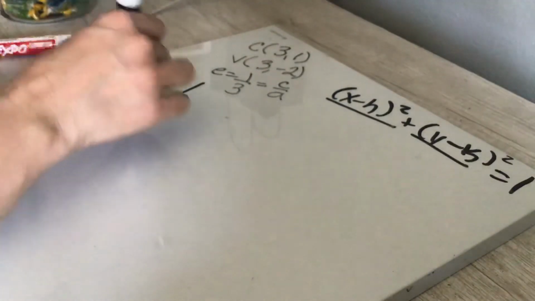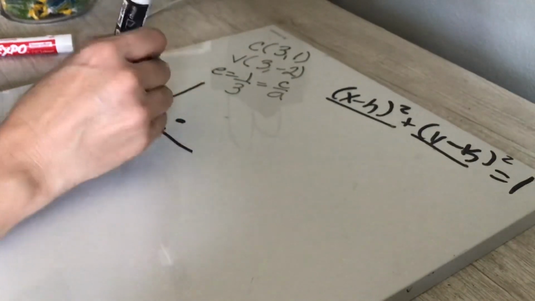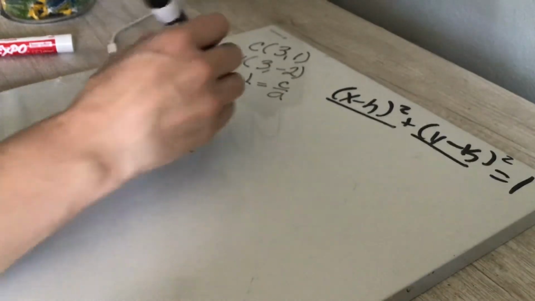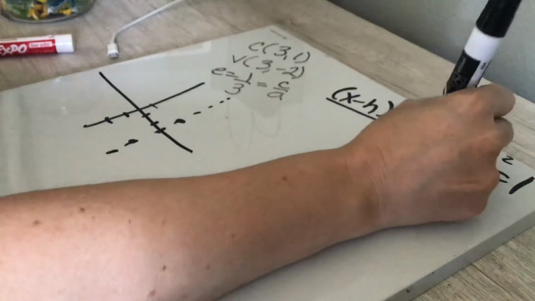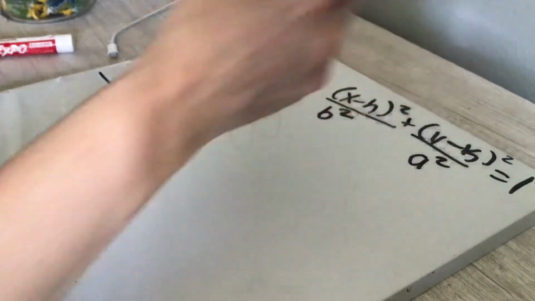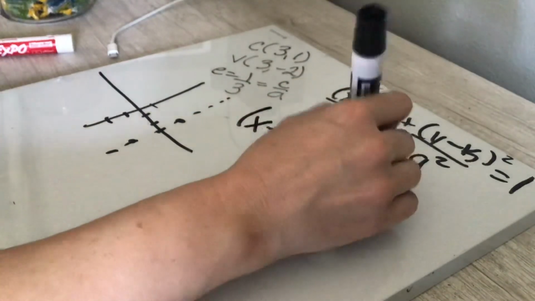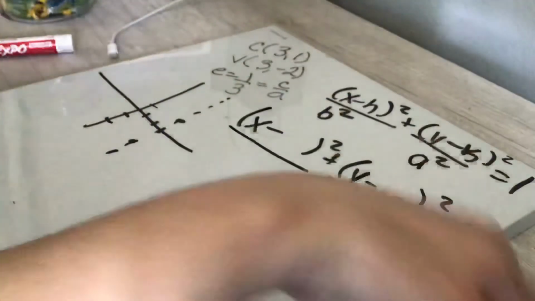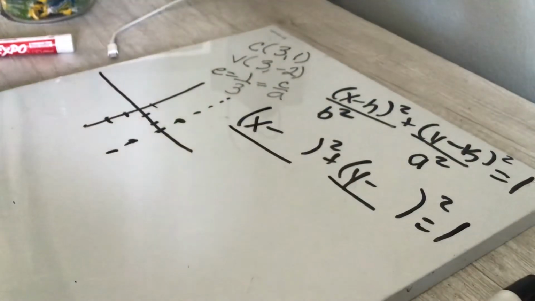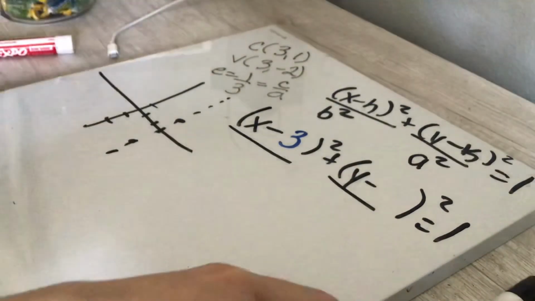So consider this graph. The center's at (3, 1). So 1, 2, 3. Here's our center and our vertex. So the center and the vertex are in a line. Okay, so that tells us the bigger number is going under the y term. Okay, so you already have your center. So it's x minus 3 squared plus y minus 1 squared.